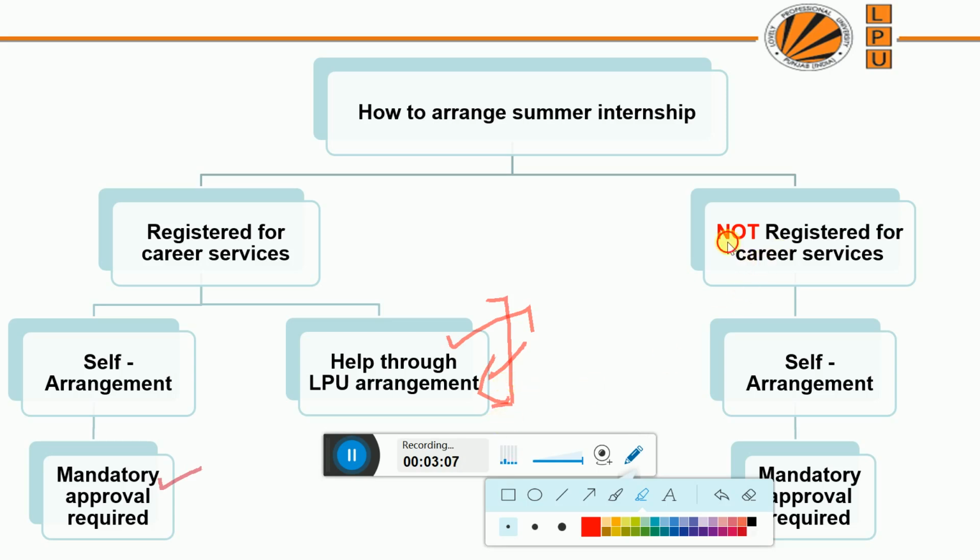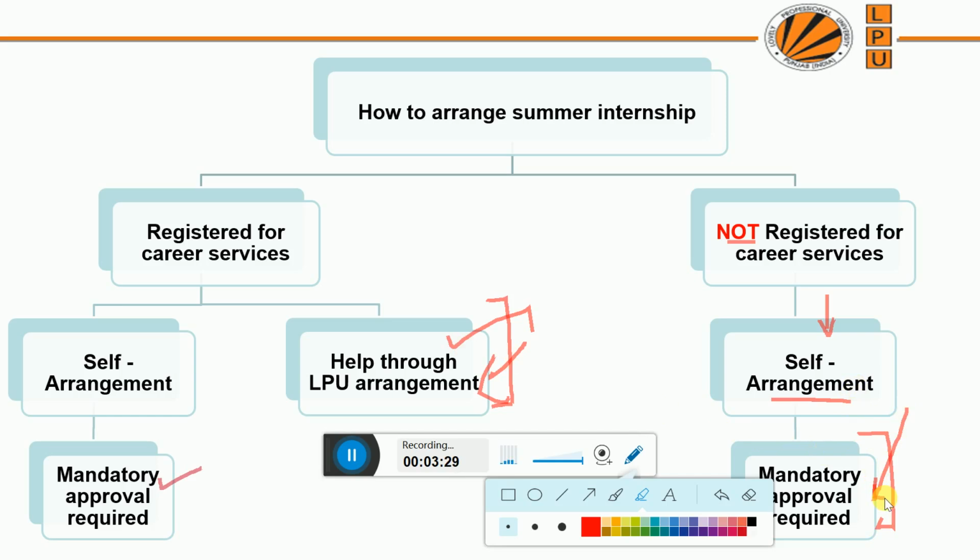If you have not registered for career services, the option you have is self-arrangement only, right? Because through the university, we can provide it only to the students who are registered for career services. Again, the point is, if you are arranging the internship by yourself, then approval is mandatory.